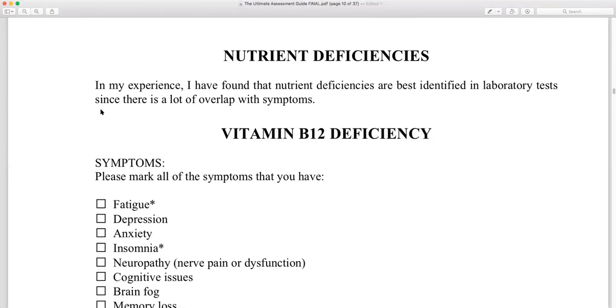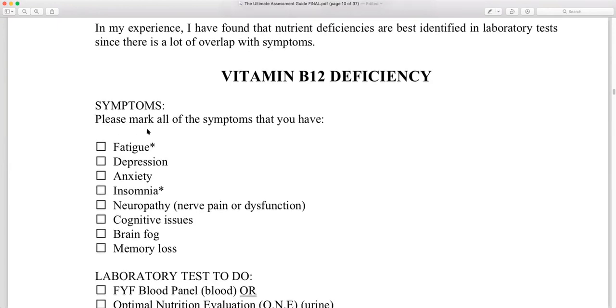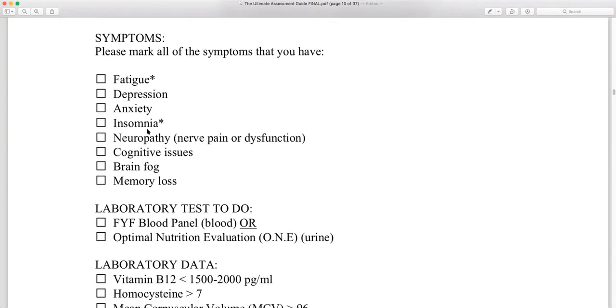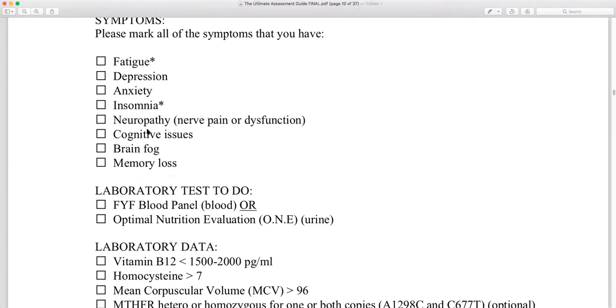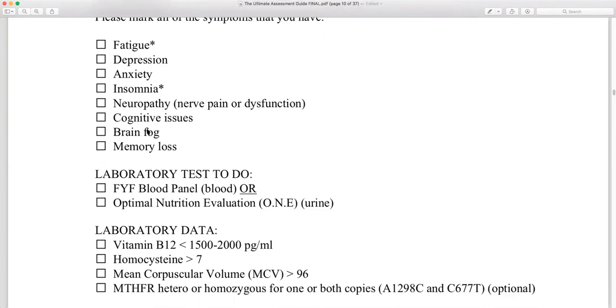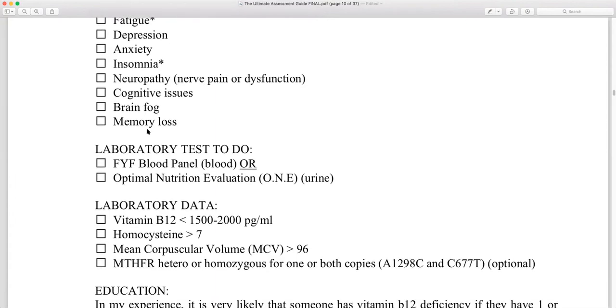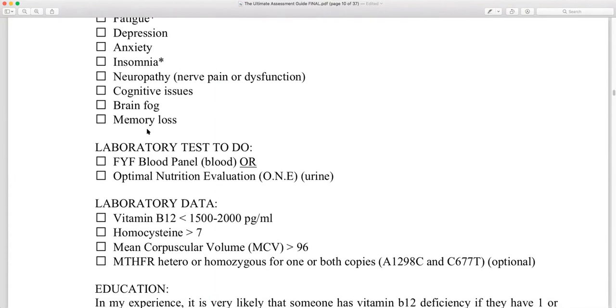So B12 deficiency: fatigue, depression, anxiety, insomnia, neuropathy, so nerve pain or dysfunction, cognitive issues, brain fog, memory loss. So very important in all of these, but plays a role.